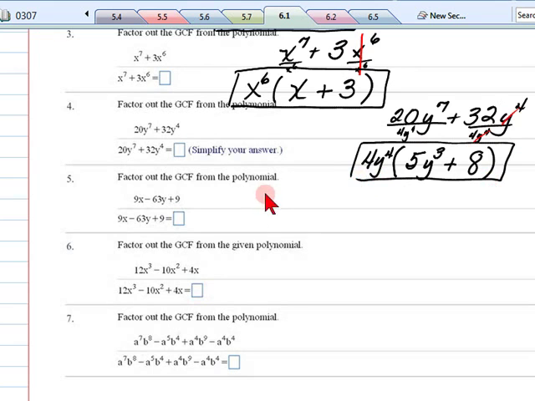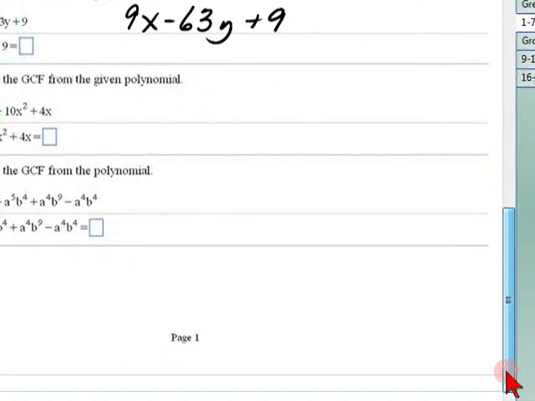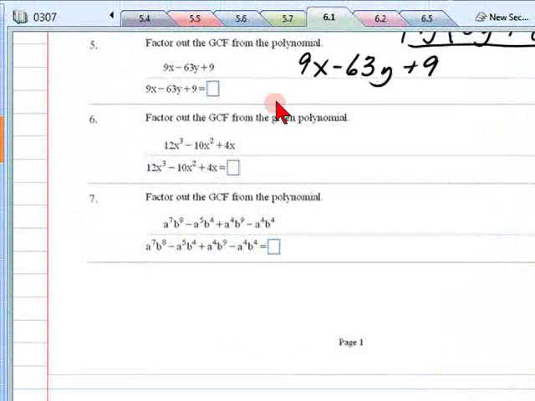Let's look at number 5. I have 9x minus 63y plus 9. Is there a common numerical factor? 9. Is there a common variable? No. So when I factor the 9 out, and maybe I won't write divided by 9 this time, I'll just do it. 9 goes into 9x, x times. 9 goes into negative 63y, minus 7y times. How many times does 9 go into 9? Once. So you've got to put the 1.